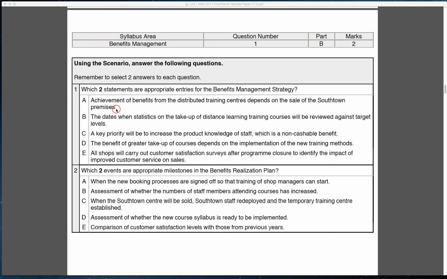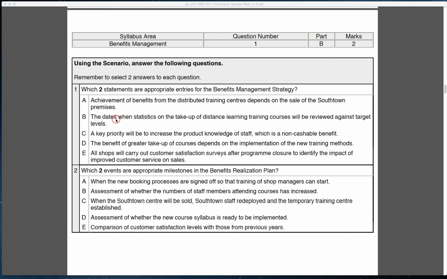So let's have a look at the 5 statements here and decide which ones are relevant or not to the BMS. So first one, A, achievement of benefits from the distributed training centres depends on the sale of Southdown. Well, that's nothing to do with the strategy itself. This is looking at dependencies between benefits and outputs. That really should be in the benefits map. This is actually how we're going to check on the benefits themselves. So that's not an answer.